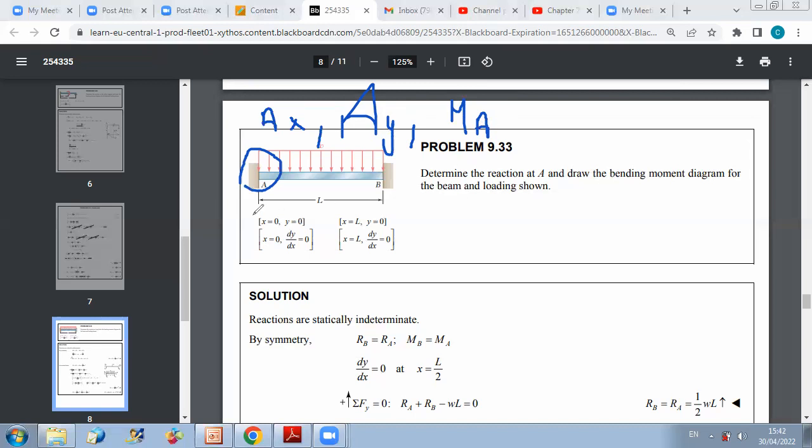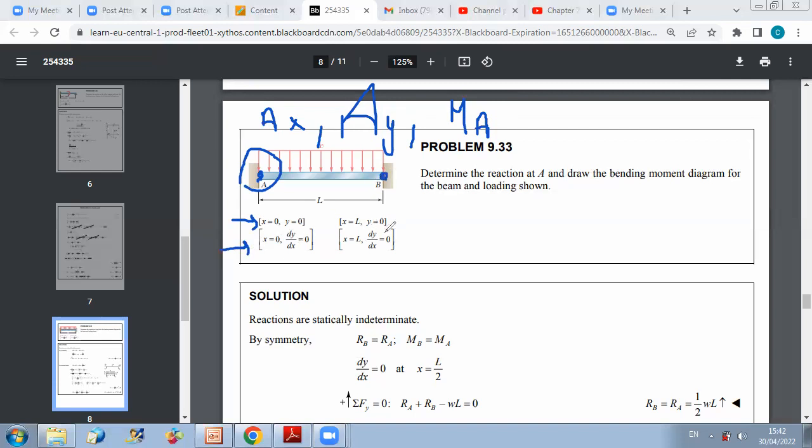So first, we have a fixity at A and we have a fixity at B. This is why we can say that at x equals 0, y equals 0. At x equals 0, the derivative of y with respect to x equals 0.